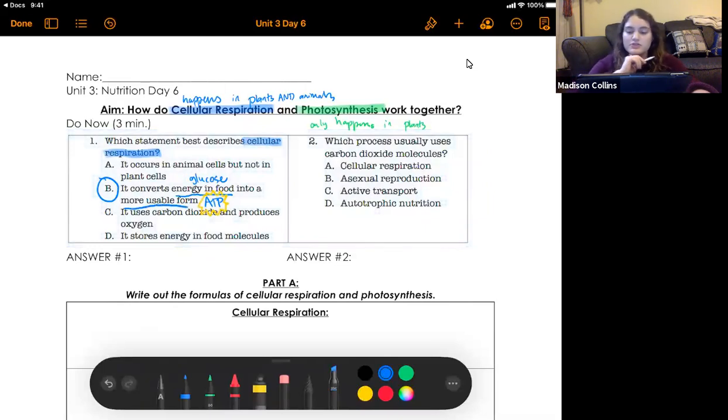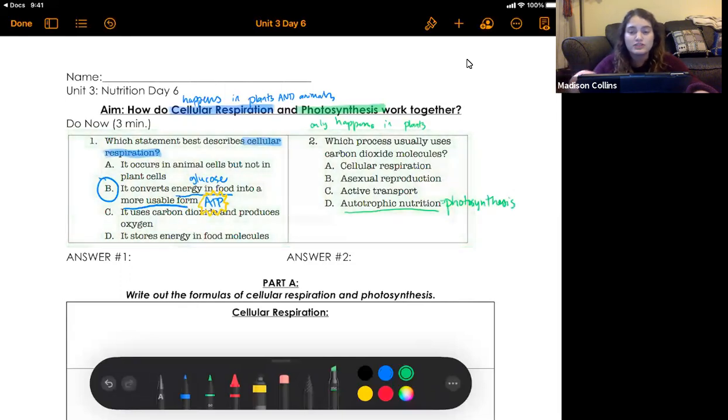All right, question number 2. Which process usually uses carbon dioxide molecules? Is it A, cellular respiration, B, asexual reproduction, C, active transport, or D, autotrophic nutrition? So you might have taken one glance at this and been like, wait, the answer's not here. I know it's photosynthesis, but where is it? But remember that we talked about autotrophic nutrition. Whenever you see this phrase, automatically just write down photosynthesis. That means the exact same thing.